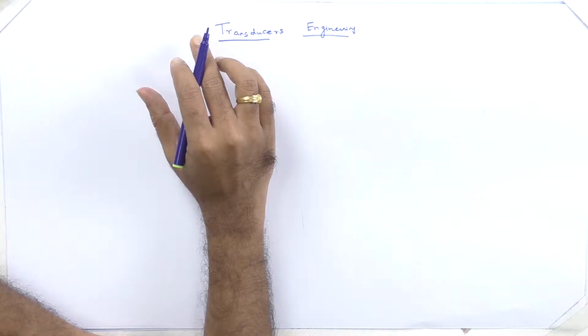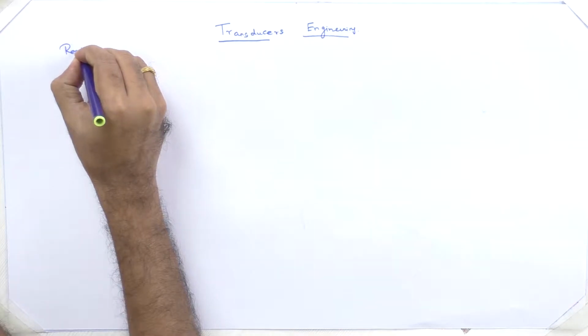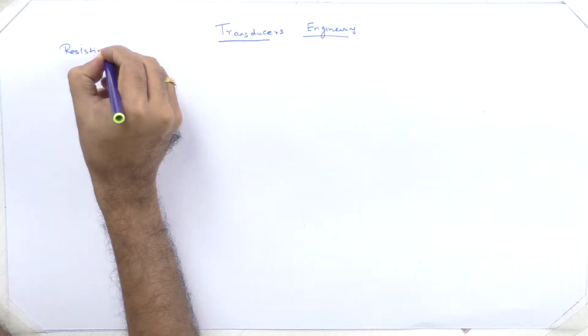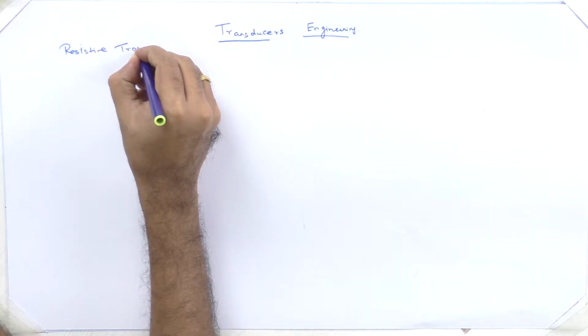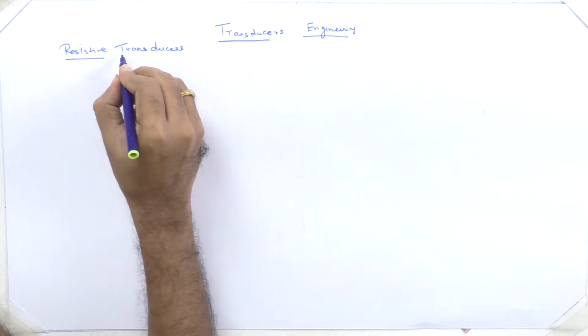You have already been introduced to what a transducer is and how energy is transformed into electrical energy. Different types of transducers have all been introduced to you in unit number 1, and from today we are going to start with the resistive transducers.